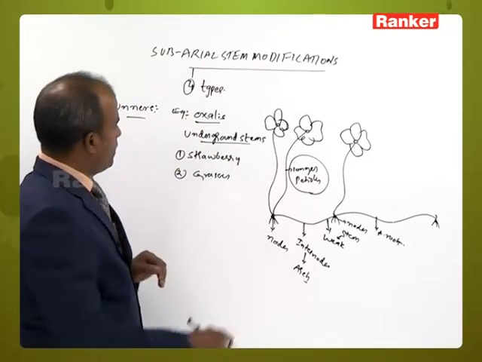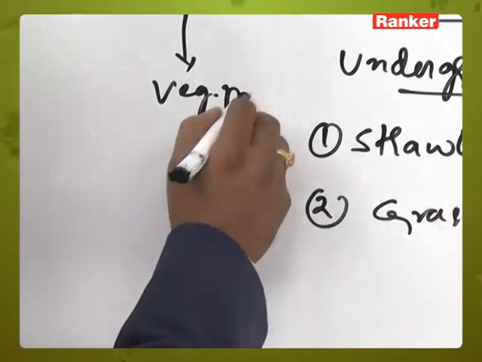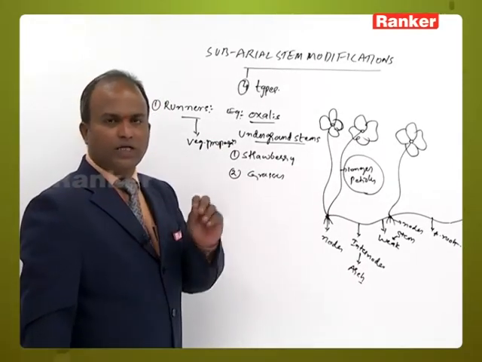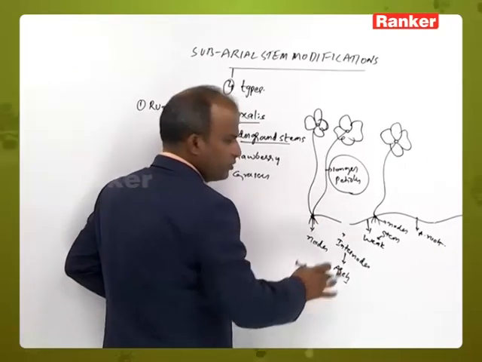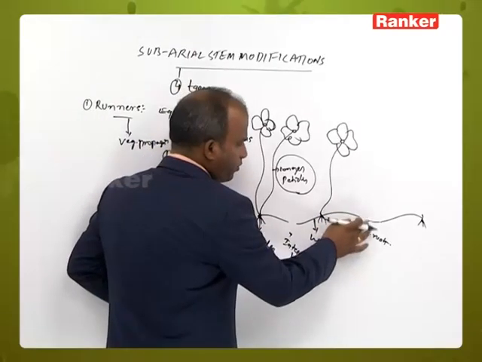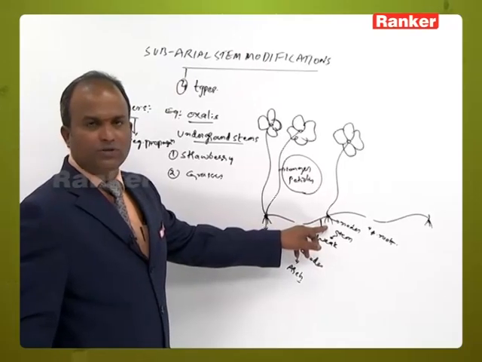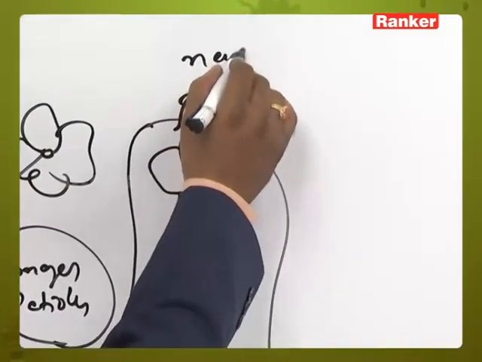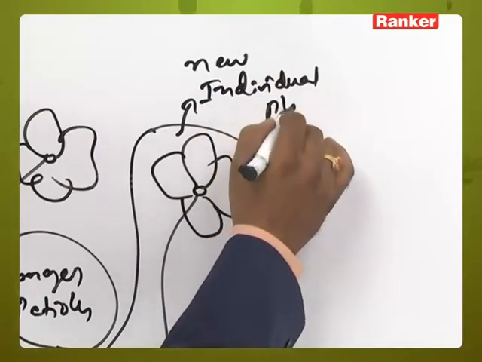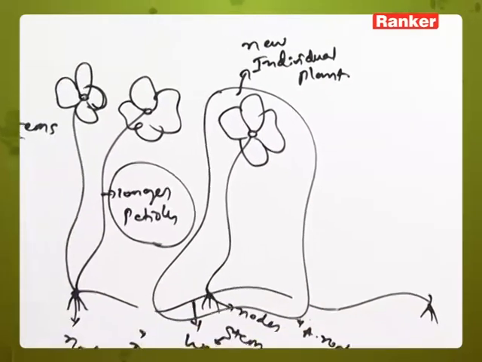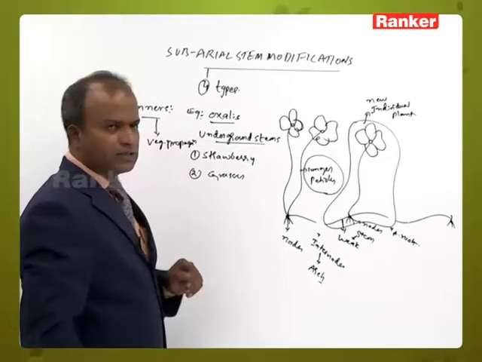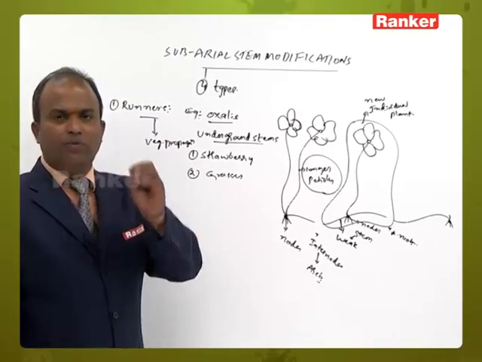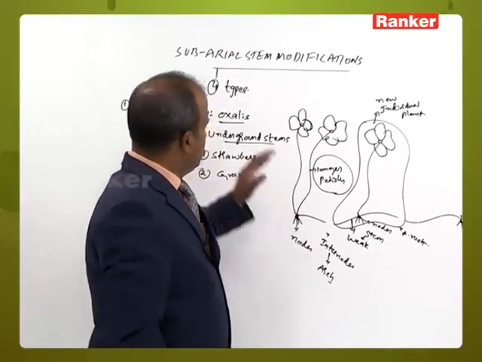Do these runners play an important role in vegetative propagation? Yes, they do. Due to any circumstances, if these internodes are broken, these broken parts develop into new individual plants. That is how it plays an important role in vegetative propagation. In these runners, if the older parts die, the younger parts can survive and play an important role in vegetative propagation. This is about the runners.